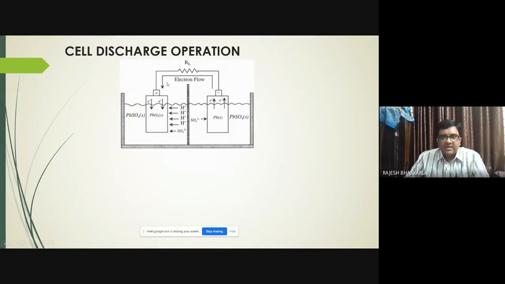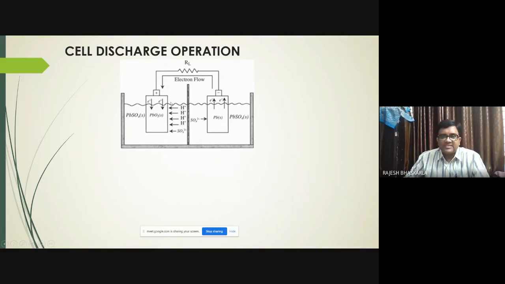During discharge, we connect a resistor, or a light, or a motor here. That motor resistance is represented by RL. During discharge, the current flows. The electrons are released by the lead, they flow through the motor, and they come back to the positive electrode. Internally, ionization happens, and H plus ions move this side, and SO4 minus 2 ions move this side. So internally, ionic transfer happens in the electrolyte. This separator avoids the continuous flow of electrolyte.